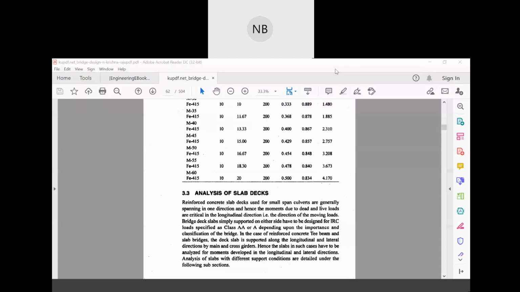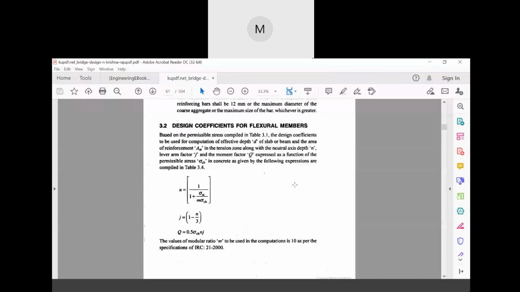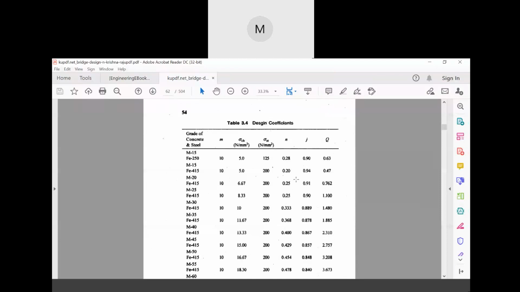So now let us go to the topic analysis of slab decks. Now look, in the last class we discussed an important factor, design coefficient of flexural members, right? So this is the formula for flexural members, and these are the values. Now, if you remember, I told you guys to remember some one formula.